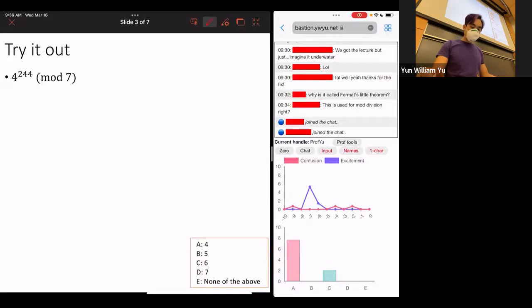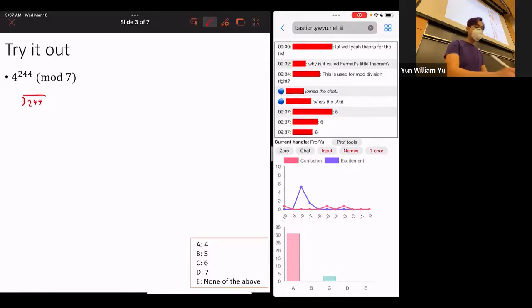Okay, we're starting to get a few answers. We're getting a lot of A's, a few C's. So let's try to figure it out. So first, what are we dividing by? So if we take 244, what are we dividing by? Yes, 6. 7 minus 1 is 6. Don't divide by 7. If you divide by 7, it won't work.